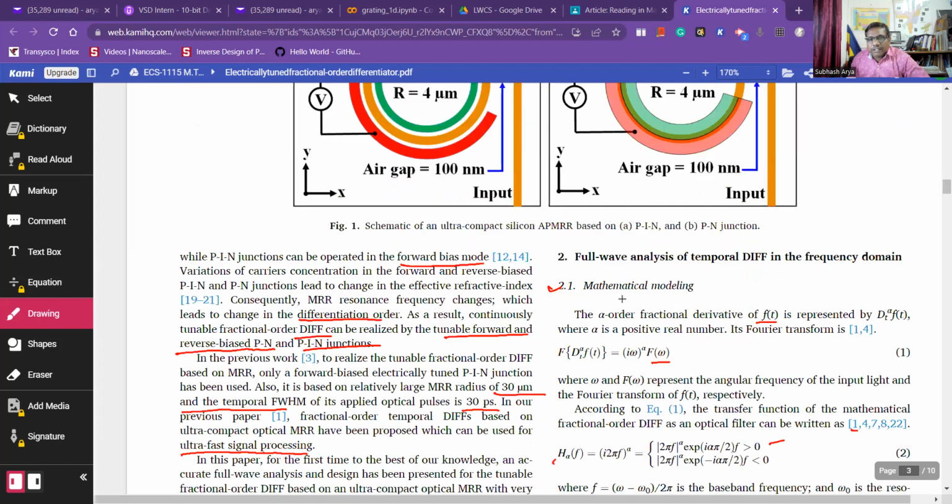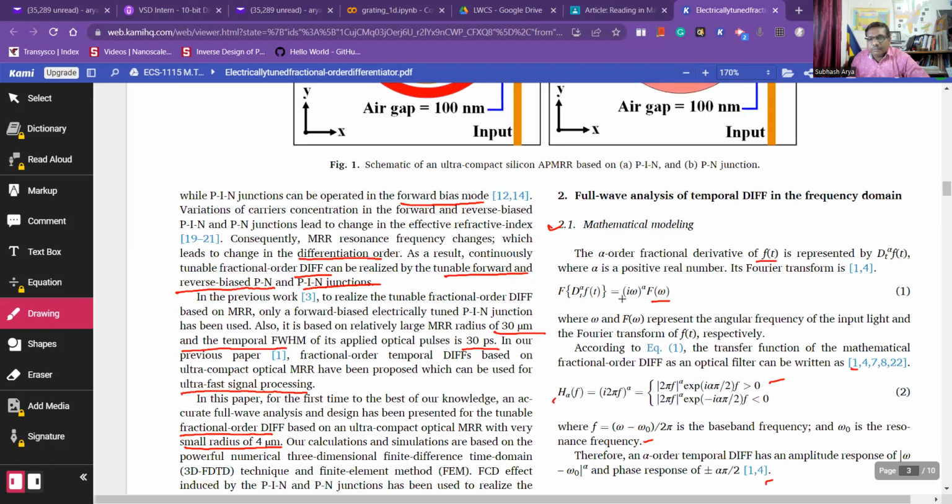Now we are moving on, and we have read up to here, mathematical modeling. So alpha order, and we are trying to look into this fractional order derivative. So alpha order fractional derivative of f(t). So f(t) is your function, and we want to get its fractional order differentiation. So this is d by dt, but it should be at fractional order.